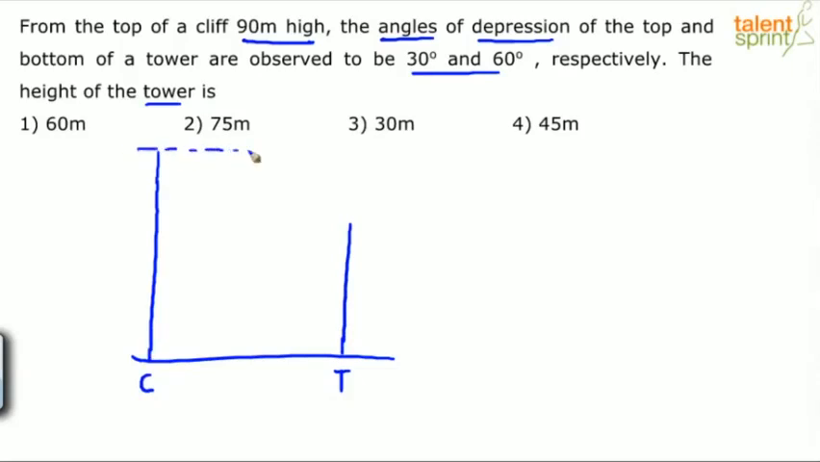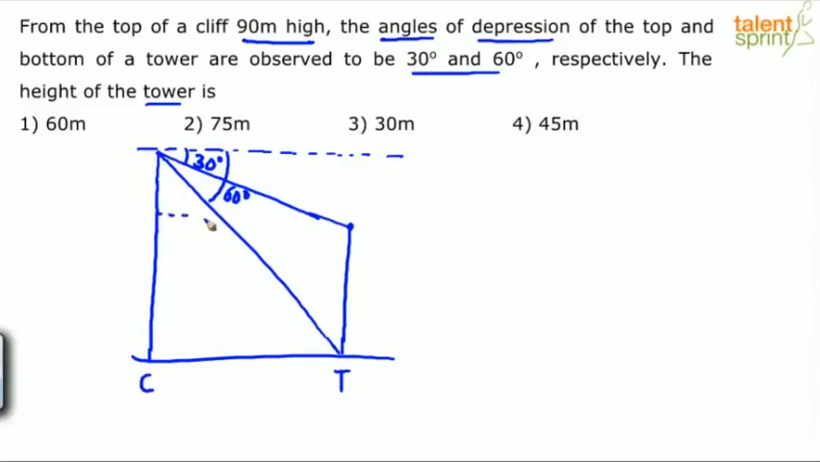If you consider a straight horizontal line here, this angle here would be 30 degrees, right? Angle of depression of the top of the tower. This is the top of the tower. And the angle of depression of the bottom of the tower, this angle, is 60 degrees. This angle is given as 60 degrees. Getting it? What is the height of the cliff?